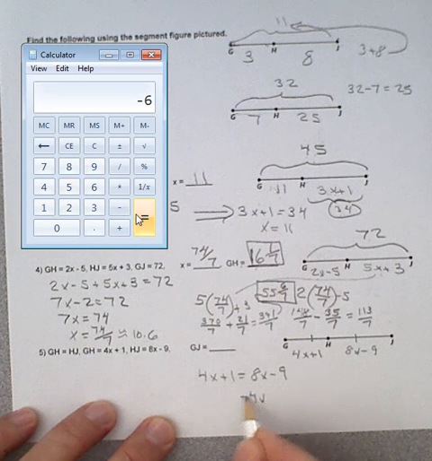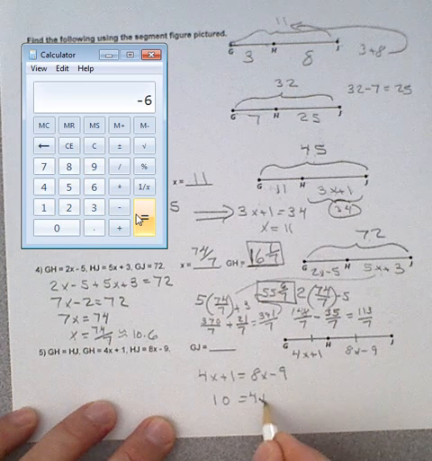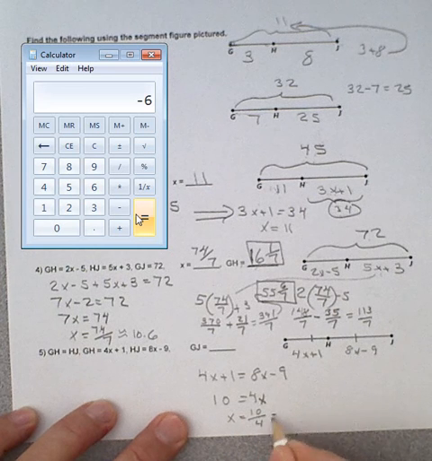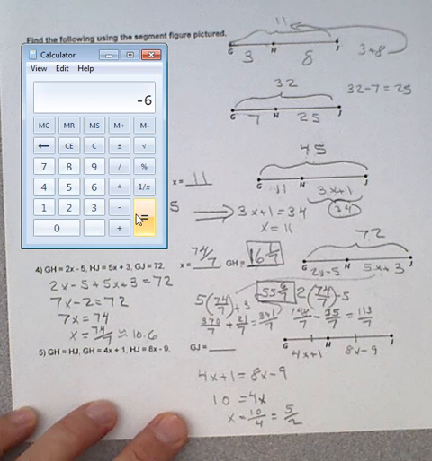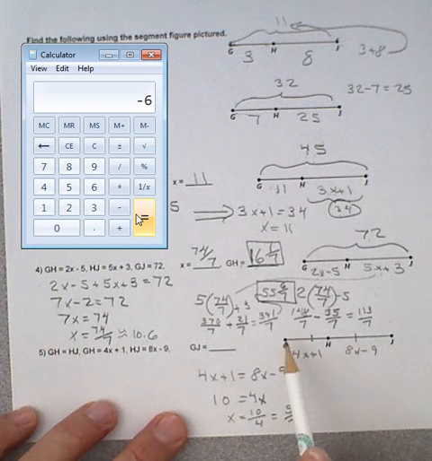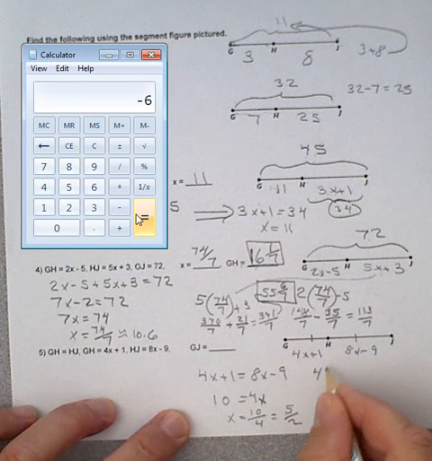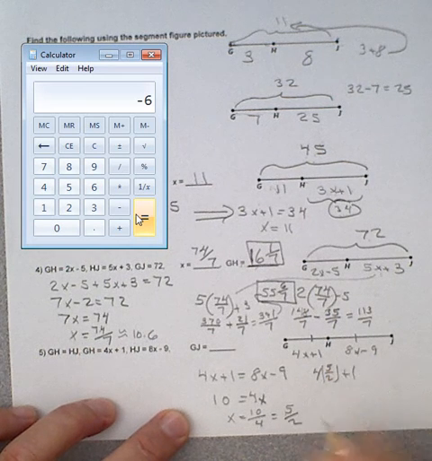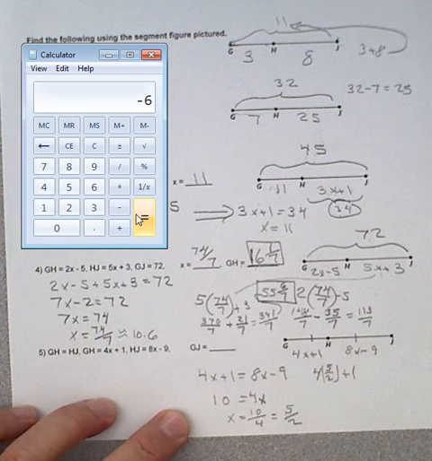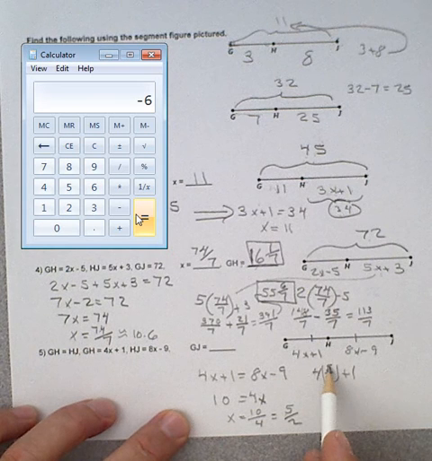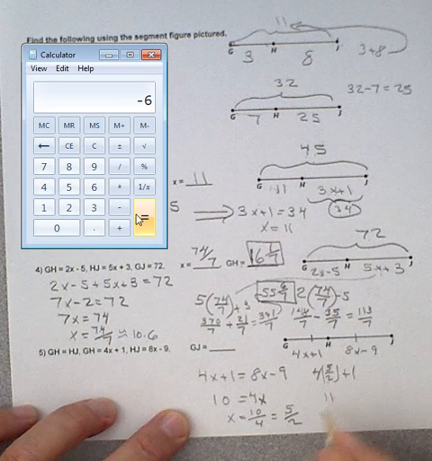4x equals, bring the 9 over, 10. And again, we get a little bit of a nasty number. X equals 10 over 4, which is 5 over 2, or 2.5. Now it wants to know how far it is from G to J, and I have these expressions that I can substitute the 5 over 2 back into. 4 times 5 halves plus 1 gives me 4 divided by 2, I guess is what I'll do, is 2 times a 5 is 10, plus 1 is 11 for that expression.